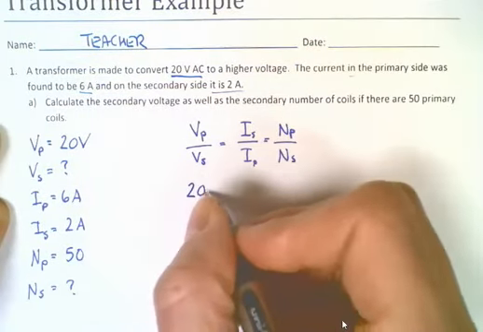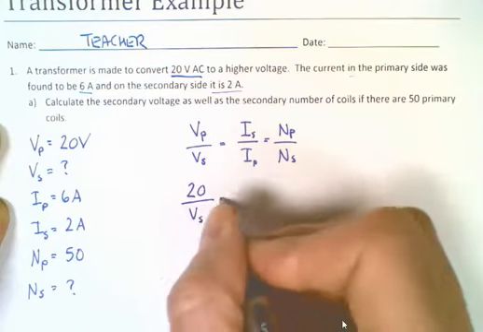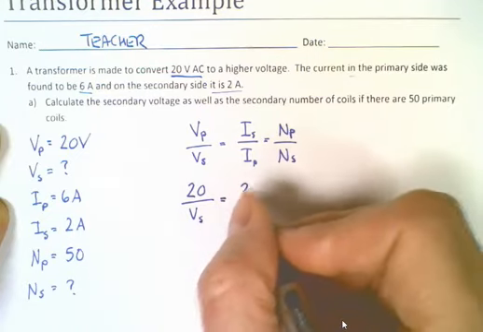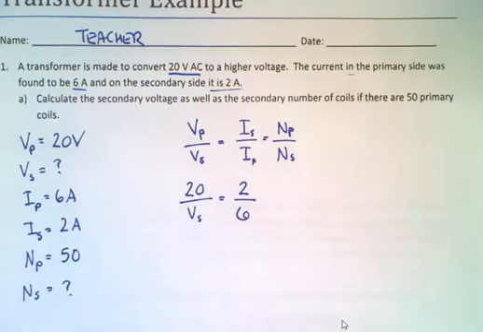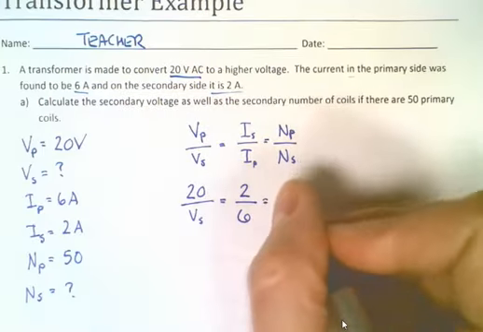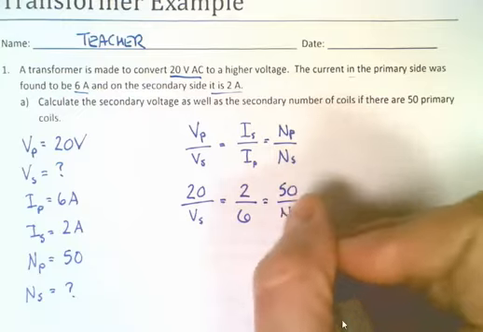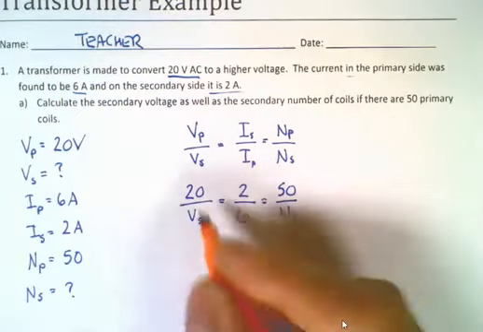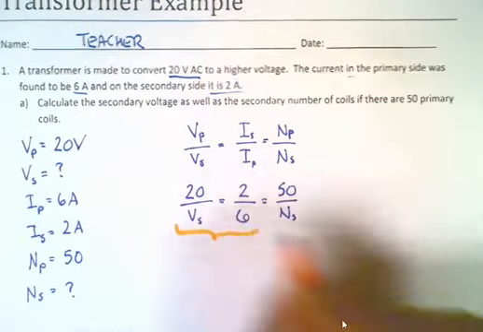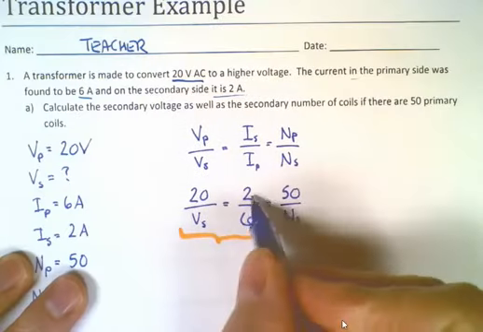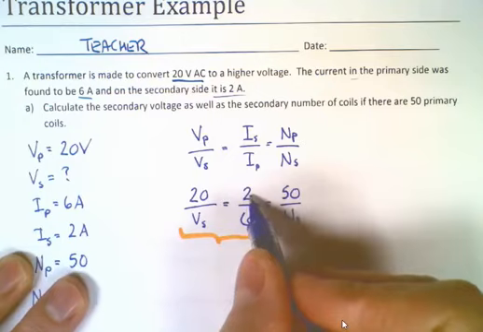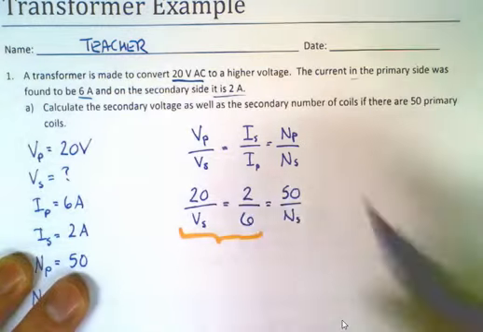So if we have 20 volts over VS equals 2 amps over 6. Now you can clearly see that with this, I'll put a 50 over NS. What you can see here is that we just have a ratio of 1 to 3, right? 2 to 6 is the same as 1 to 3. So that means that if this goes up by 3, so you can say 6 divided by 2 is 3, so 2 times 3 is 6.